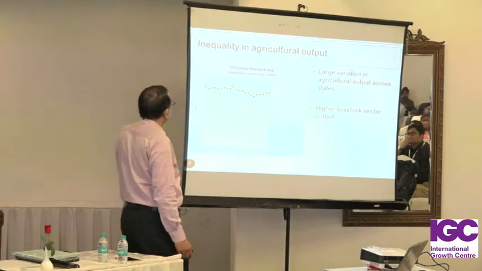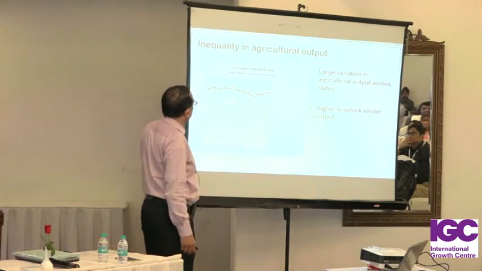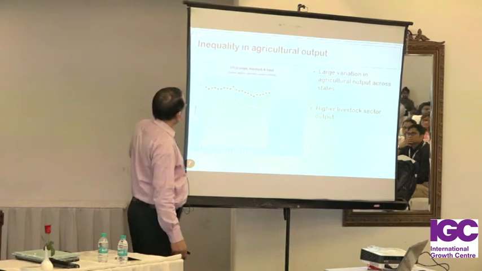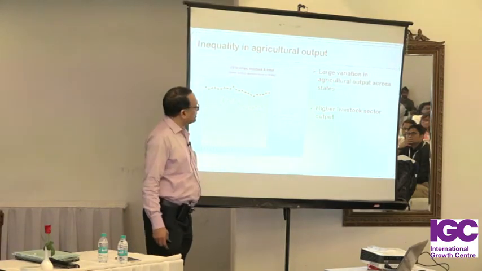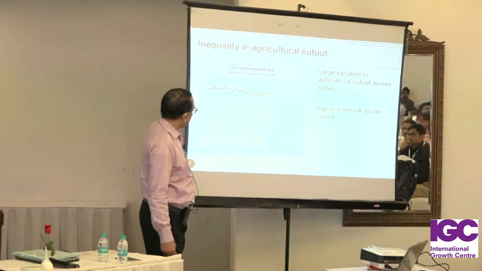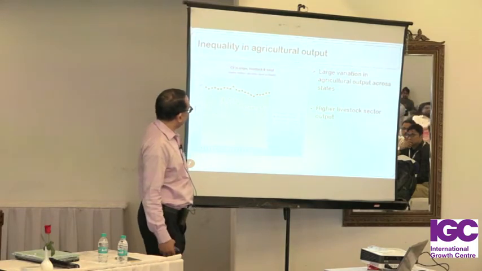This is in terms of the agricultural output. Okay, these are again coefficients of variation. We computed them for 3 sets of groups.